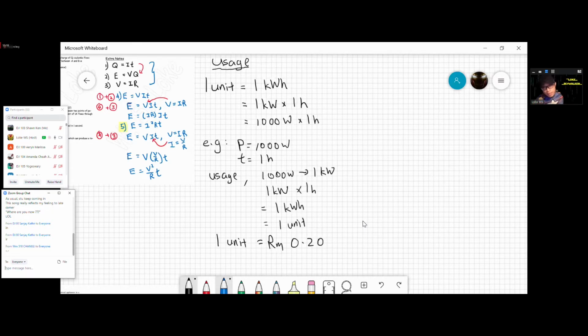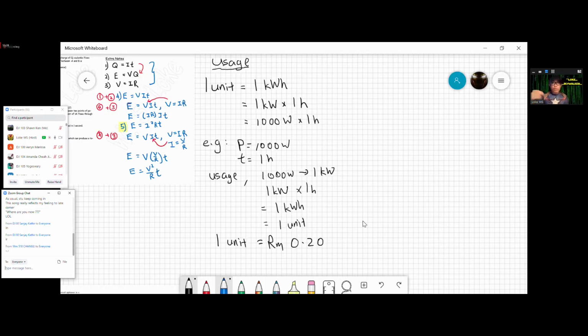Okay, it depends how you look at it. Later I will show you. 1 unit, you have to spend 20 cents. Meaning that, you see, you boil water in a kettle for 1 hour, non-stop. How much is the pay to the TNB? 20 cents. I say the price is like 20 cents to 25. Some is until 30 cents.